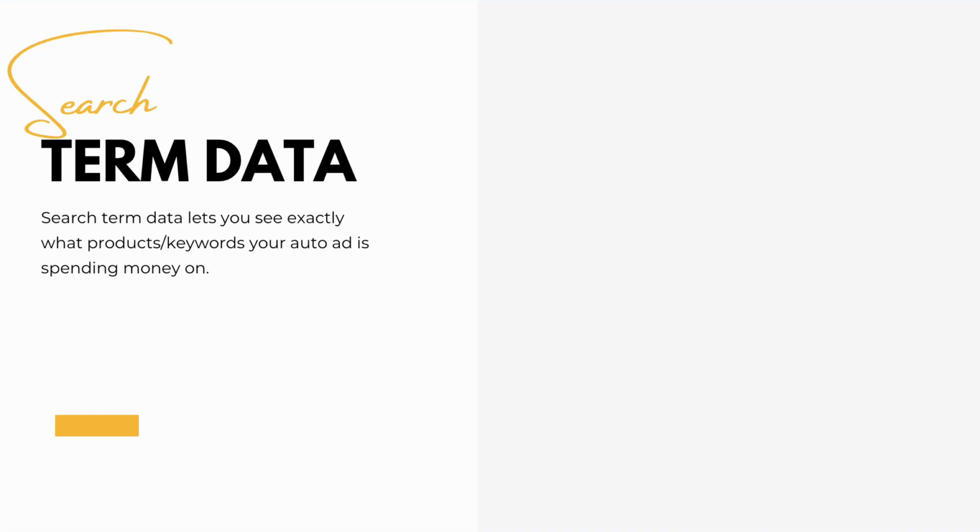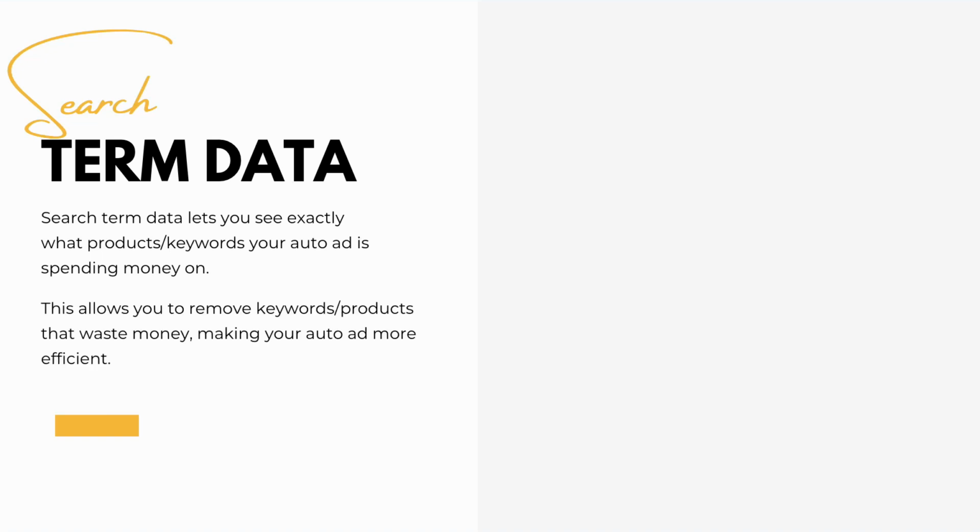Now the main way you're going to optimize your auto ad is through the search term data. Search term data lets you see exactly what products/keywords your auto ad is spending the money on. So if your auto ad has spent £3, you're going to want to know exactly where that £3 has gone. And that's where you get that information from in the search term data. And this also allows you to remove keywords or products that waste loads of money, which ultimately makes your auto ad more efficient.